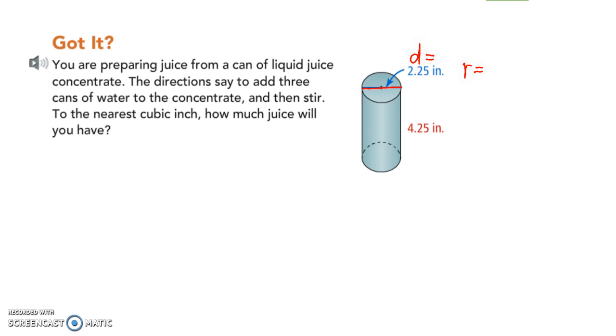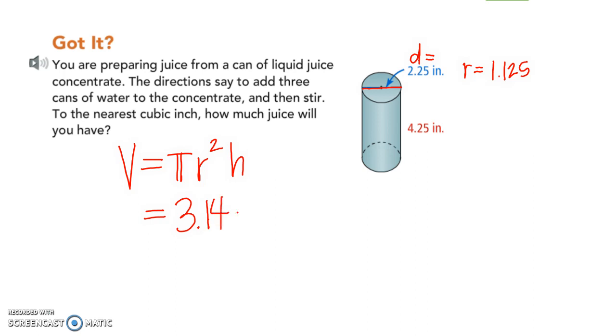2.25 divided by 2, my radius is going to be 1.125, okay? So now writing my formula, volume equals pi r squared h, and they didn't tell me to use the pi symbol, so I'm going to use 3.14. For radius, I have 1.125, and I'm going to square that in a second, and then the height is 4.25.